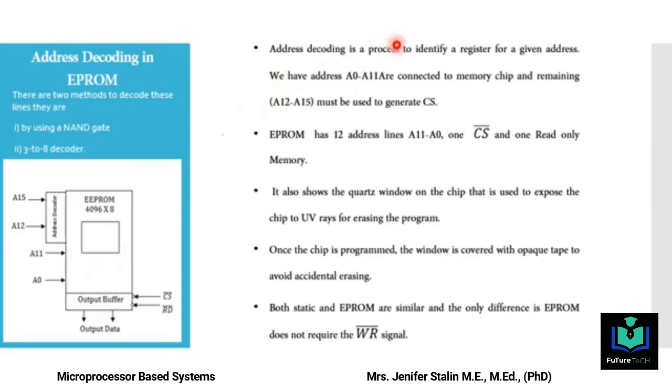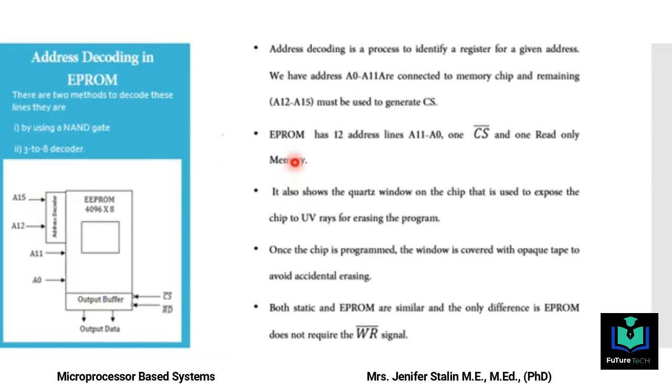Okay, so address decoding is a process to identify a register for a given address. We have the address lines A0 to A11 which are connected to the memory chip. They are the lower address lines. And the higher address lines from A12 to A15 must be used along to generate the chip select signal. So in order to activate the chip select signal, the chip select signal should be maintained low. That means this chip select signal should always produce logic 0 as an output. So how is it possible for us to produce the chip select signal as logic 0? We maintain the address lines from A12 to A15 as zeros.